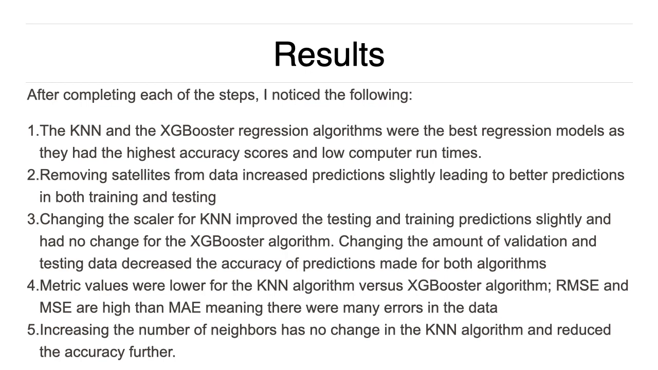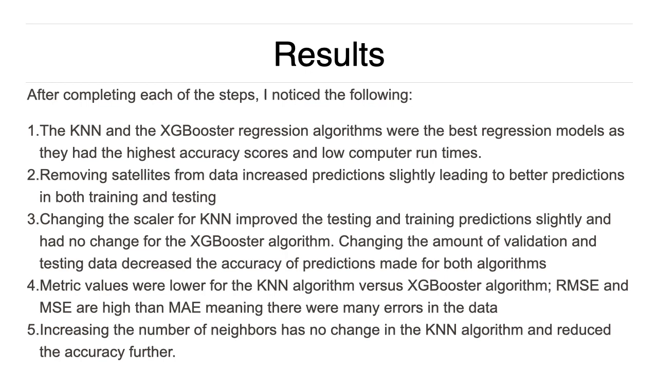My results included determining that the KNN and the XGBooster regression algorithms are the best regression models, as they had the highest accuracy scores and the lowest computer runtimes. Removing the satellites from the data increased the predictions slightly, which led to better predictions in both the training and testing. Changing the scaler for the KNN also improved it, as I ended up using a standard scaler, whereas the XGBooster didn't really have that much change. Similarly, changing the amount of validation and testing data for both didn't really have much of an effect at the end of the day.